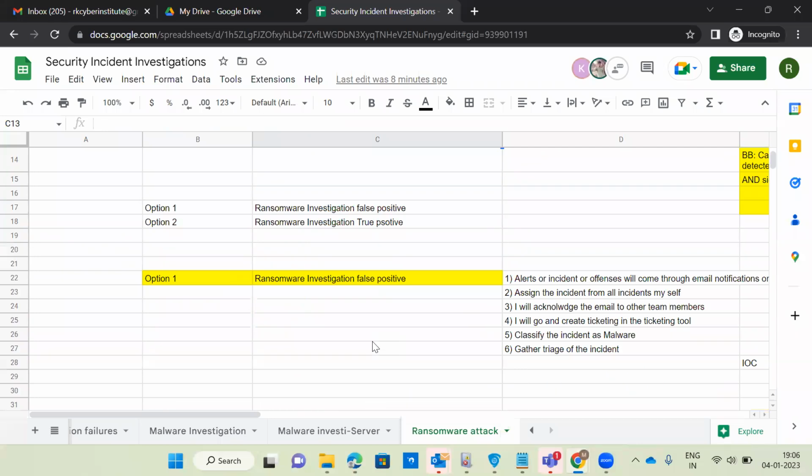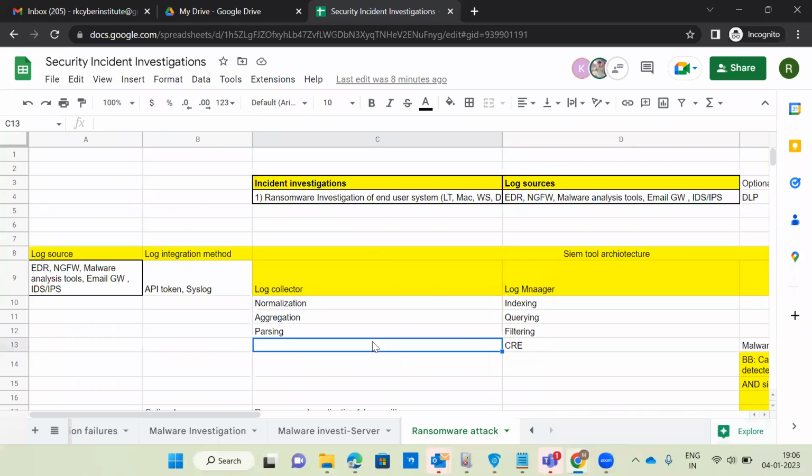How can you start? Okay, for example, I will ask: did you do any recent incident investigation related to ransomware? Or have you done any complex scenario related to ransomware? Could you please explain? Anyone? How can you start initially?